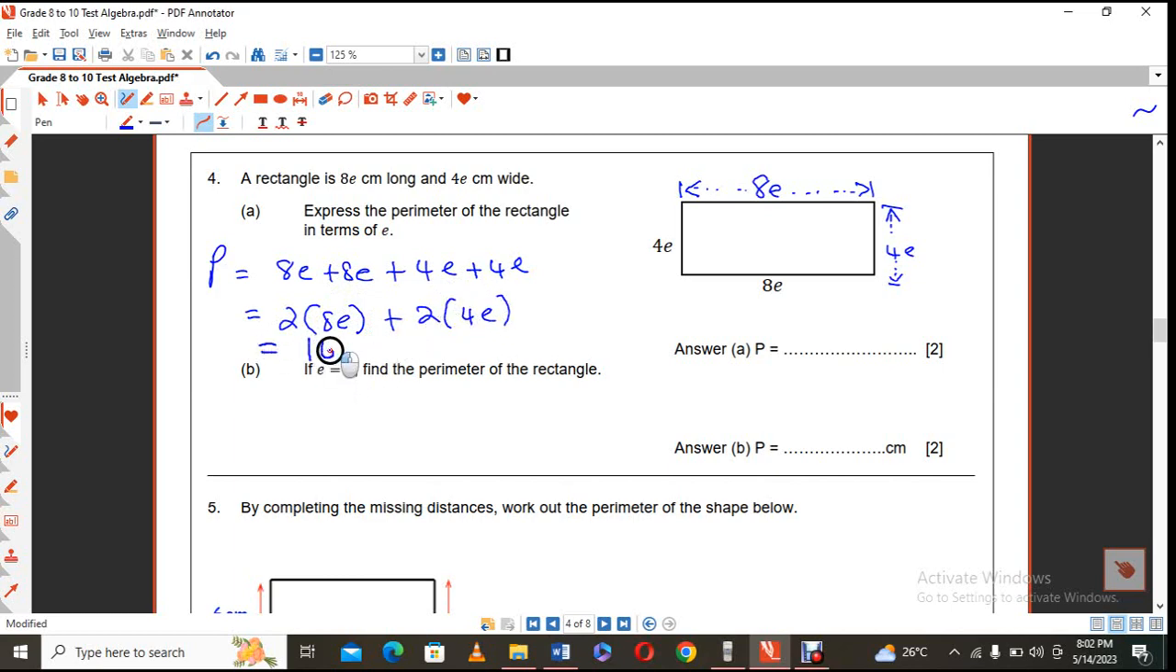At the end of the day, you have got 16e plus 8e. As long as you get to finalize this. But here's the thing.